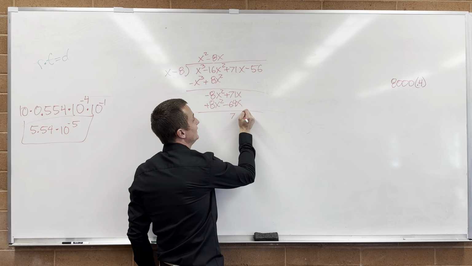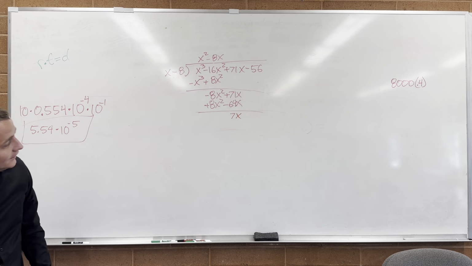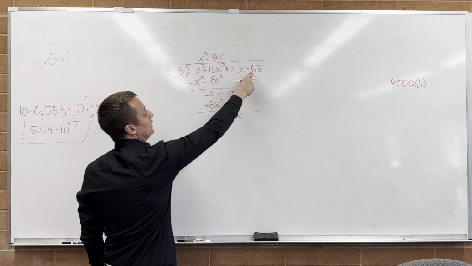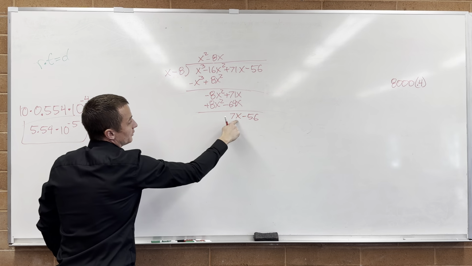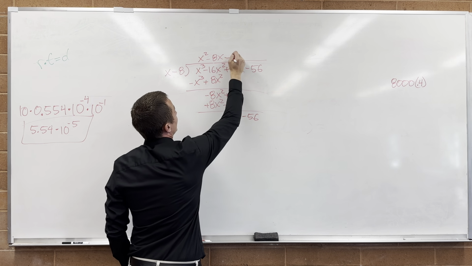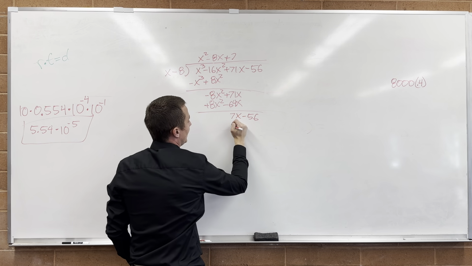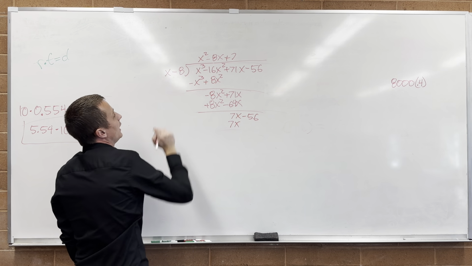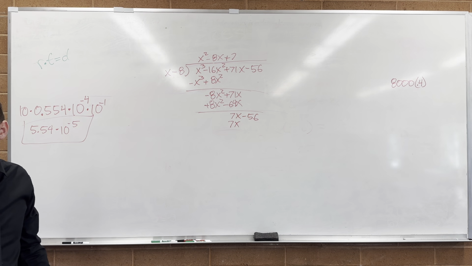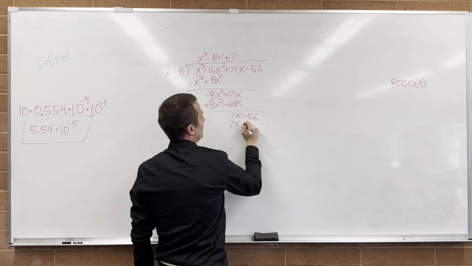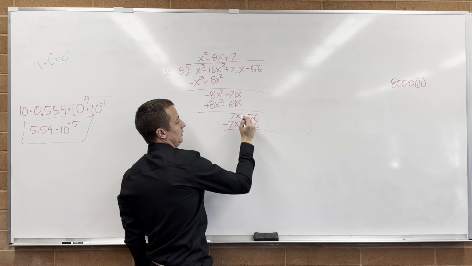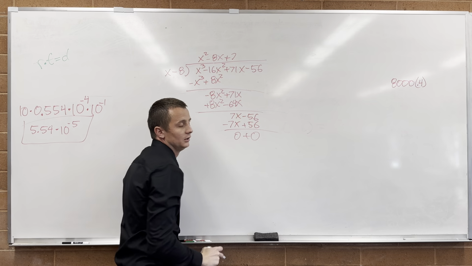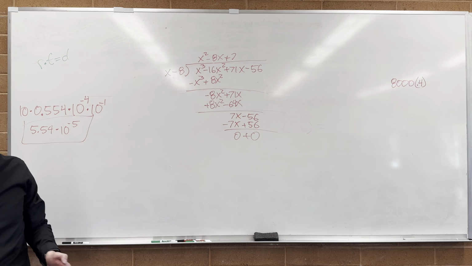So 7x. All right. 7x, bring down the 56, so minus 56. How many times does x go into 7x? 7 times. So 7 times that gives us 7x. What's 7 times 8? 56. So it's going to be minus 56. But now we're going to switch signs, so subtract, and that leaves us 0. So it goes into it evenly. There was no remainder.